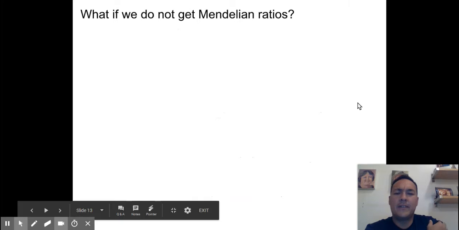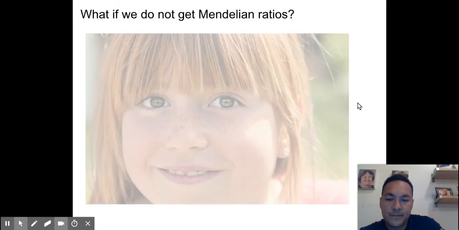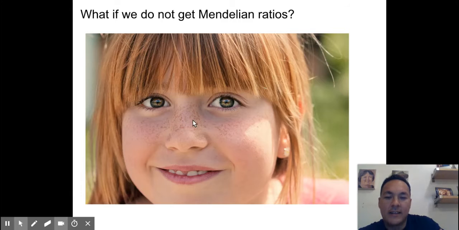So what happens if we don't get Mendelian ratios? Ta-da! Red hair and freckles, right? They often go together. Then we probably have what's called a linked gene. Right? If you have between 20 to 30,000 genes in every cell, and you only have 23 pairs of chromosomes, then chromosomes are going to have thousands of genes on each of them.